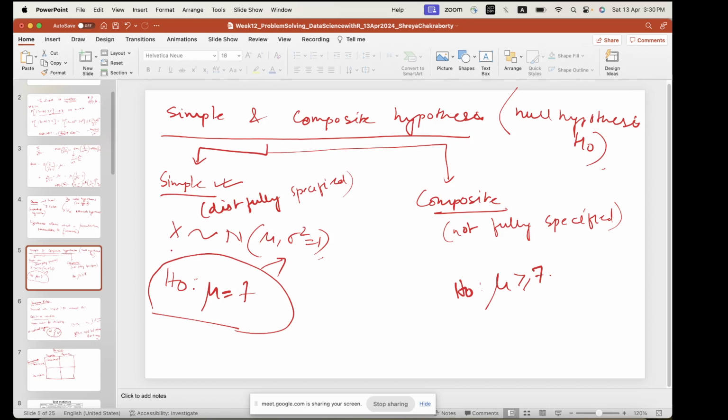For example, if x follows normal(mu, sigma square equal to 1), and H naught is mu equal to 7, then under H naught, which means that if we assume that H naught is true, the distribution of x is completely specified. But that is not true when mu is greater than or equal to 7. It could be 7, 7.1, 7.2, 8, 9, 10, anything under the sun, but greater than or equal to 7. So the distribution is not completely specified under this H naught. Alright, so such hypotheses are called composite hypotheses.